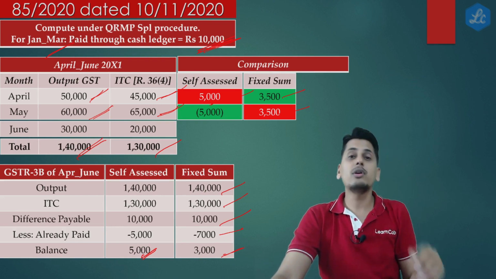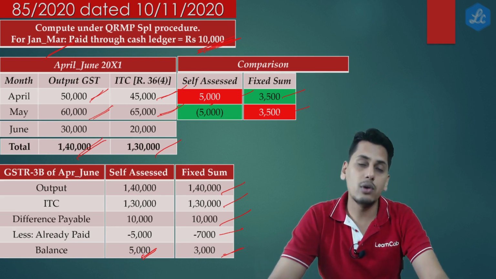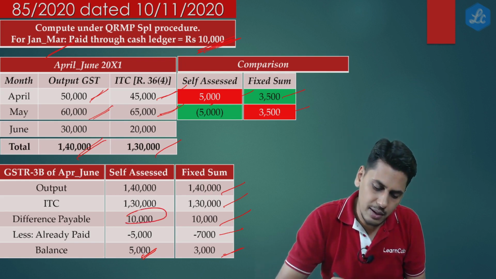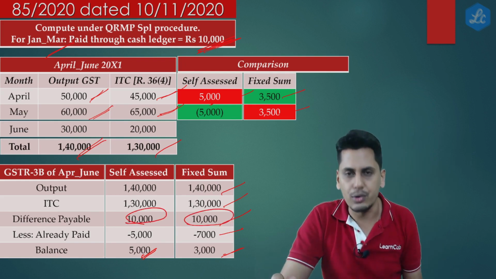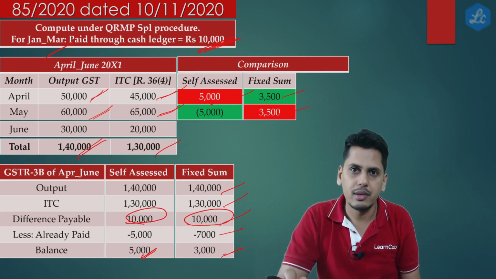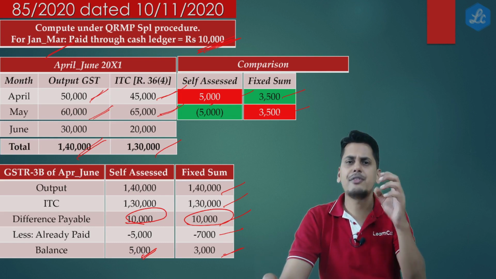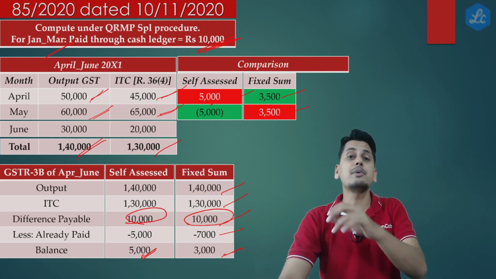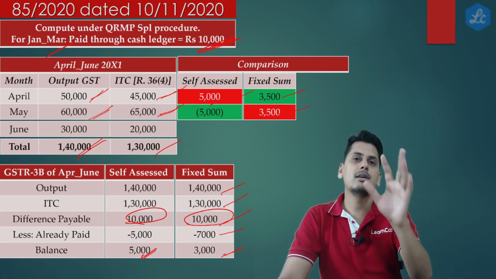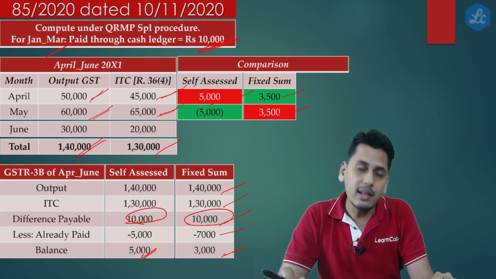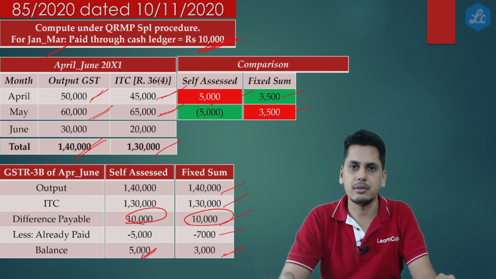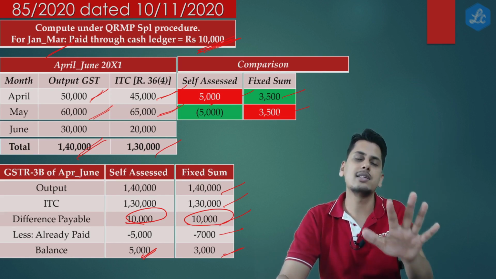Now friends, if you would have noticed carefully, whether it is self-assessment or fixed sum, ultimately the amount payable to government is 10,000. What changes is only the timing of payment. If I am under self-assessment, first month I paid 5,000, next month I did not pay anything, and along with the third month's return and data, I have paid 5,000.